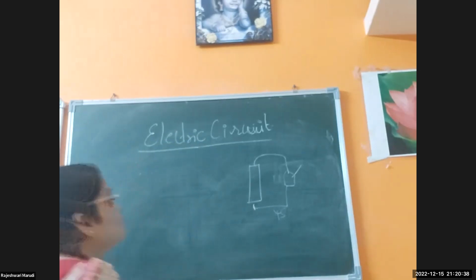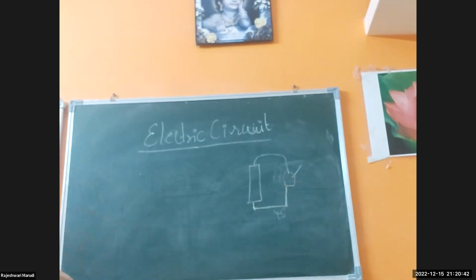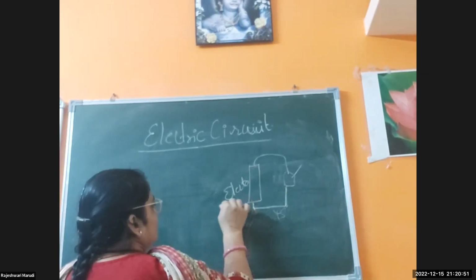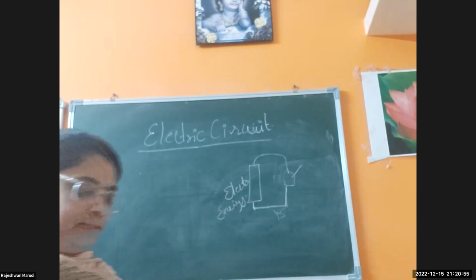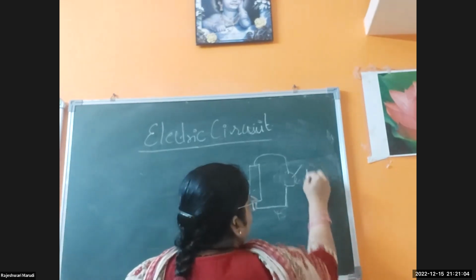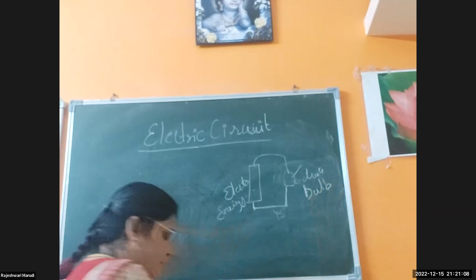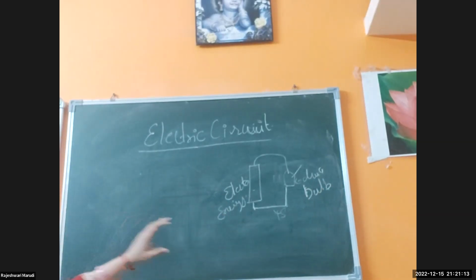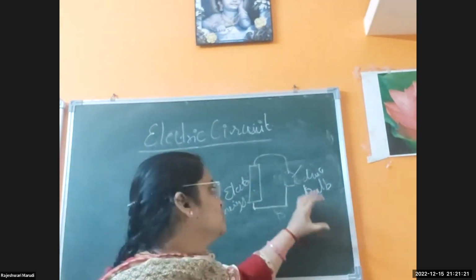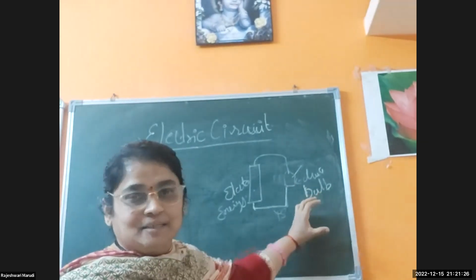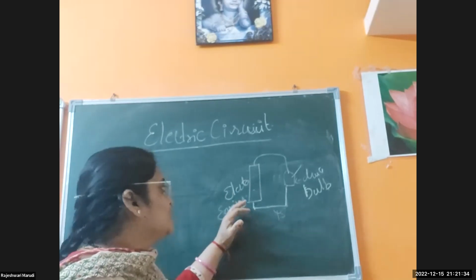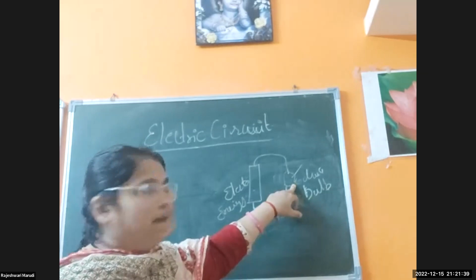An electric circuit is a closed conducting path constituting a source of electric energy, which may be either a cell or a battery, and a device or an element, say an electric bulb, utilizing the electric energy. So it is a closed conducting path in which we use one source of electric energy and some bulb or device which uses that energy. Why do we say it is a closed conducting path? Because whenever the source is connected to the bulb, it must glow.